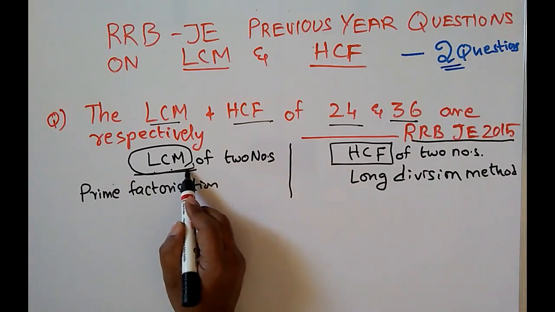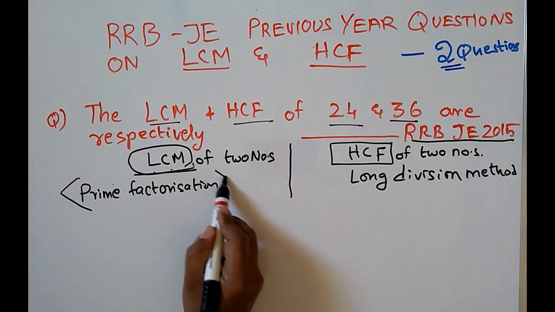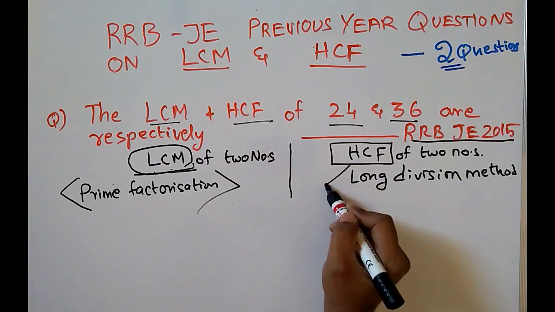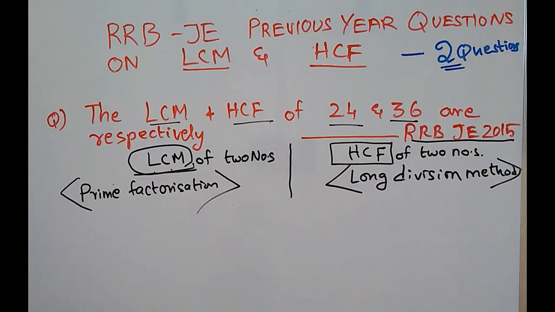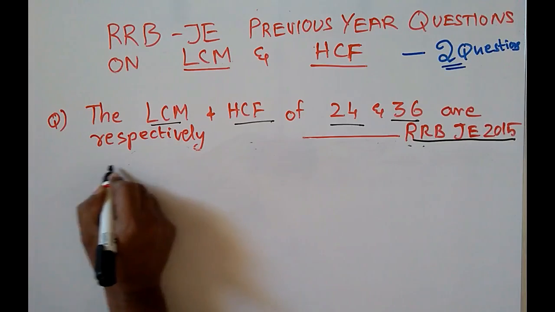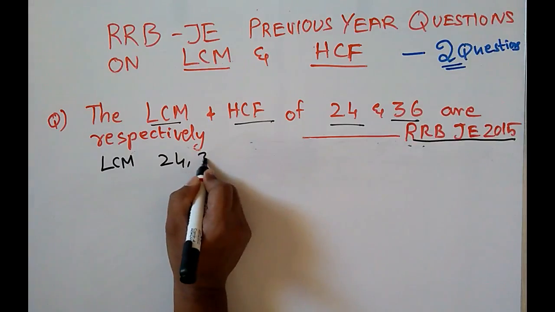How to find this LCM? LCM of two numbers can be found by using prime factorization, whereas HCF is found by using the long division method. Even if you don't understand the names, it's okay friends, don't bother about that. All you have to know is the procedure or the method we are going to see now. Let us see how to solve the LCM of two numbers, that is 24 and 36.